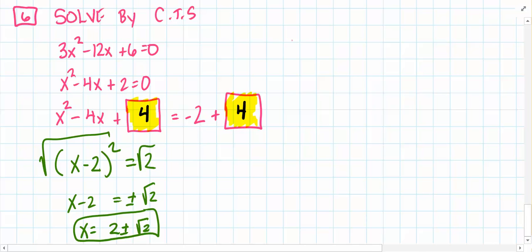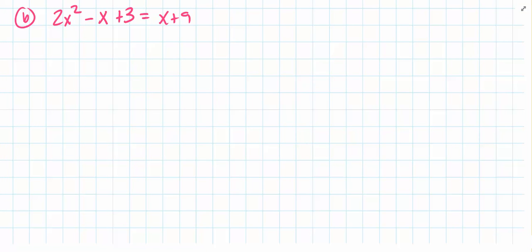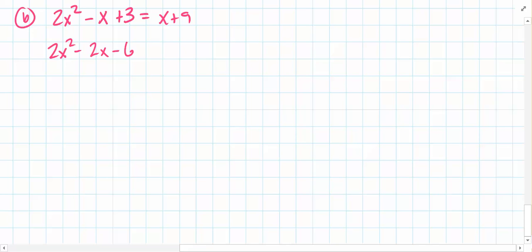All right, solve by completing the square. What should we do first? Let's do 2x squared, minus 2x. If I do 3 minus 9, what do I get? Minus 6 equals 0. Good. Can I factor anything out? I sure can. Let's factor 2 out. So that'll give me x squared minus x minus 3 equals 0.